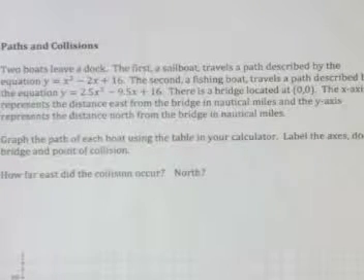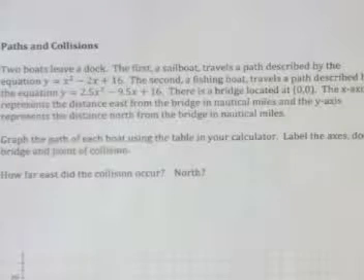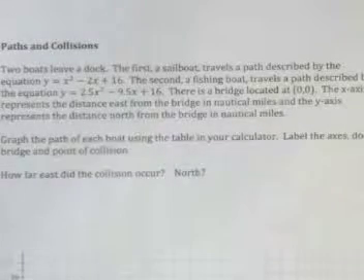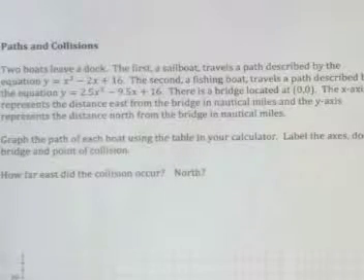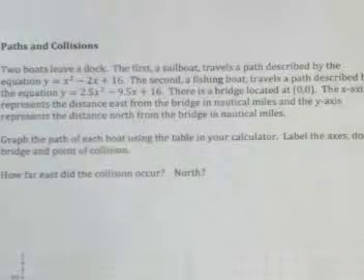Graph the path of each boat using the table in your calculator. Label the axes, dock, bridge, and the point of collision. How far east did the collision occur, and how far north did the collision occur? So at this point in the problem, I'm kind of on information overload, to be honest with you.